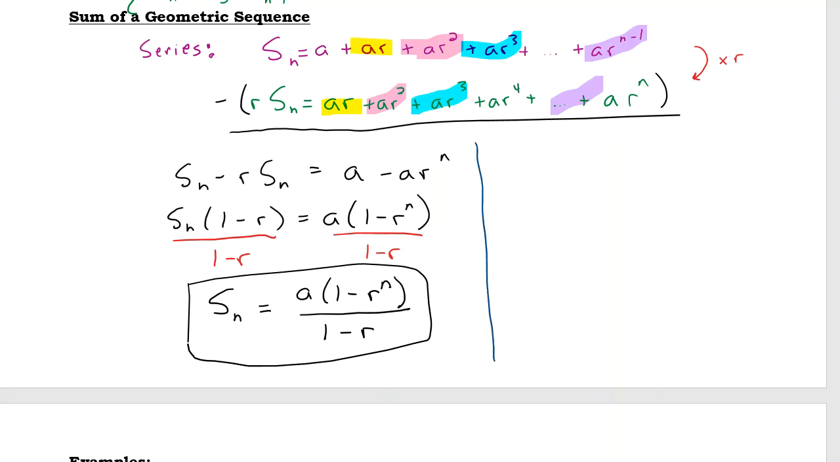so we can see how this works. So let's say I have a geometric sequence that starts at 1, and then I'm going to multiply by 2. I got to pick something to multiply by. Multiply by 2, multiply by 2, multiply by 2. All right, so let's say I want to find the sum of the first 5 terms.